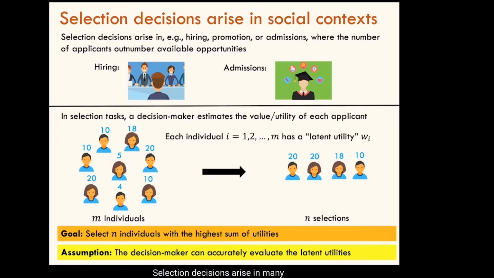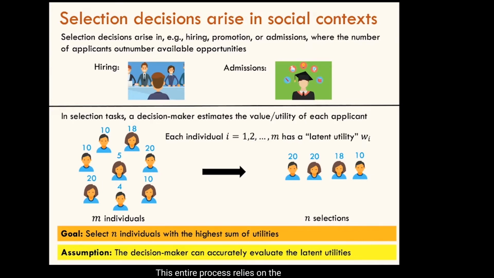Selection decisions arise in many real-world social contexts, including hiring, promotions, and university admissions. In all of these contexts, the main job of the decision maker is to estimate a latent utility Wi for each applicant i. In hiring, the latent utility captures the value that the applicant will bring to the firm, and in university admissions, it captures some measure of the student's success in the program. If there are n positions, then given these utilities, the decision maker selects the top n applicants.